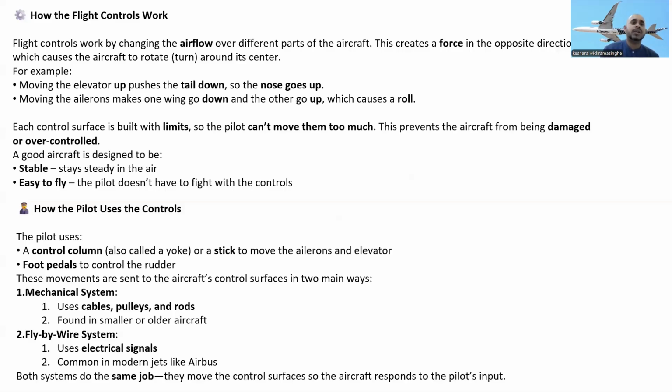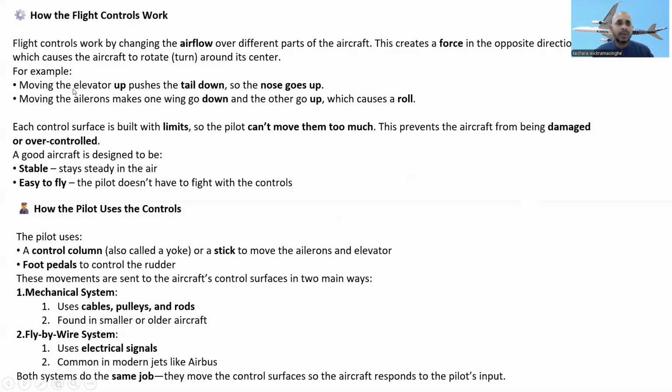Now let's see how the flight controls work. The flight controls work by changing the airflow over different parts of the aircraft. This creates a force in the opposite direction, which causes the aircraft to rotate, to turn around its center.